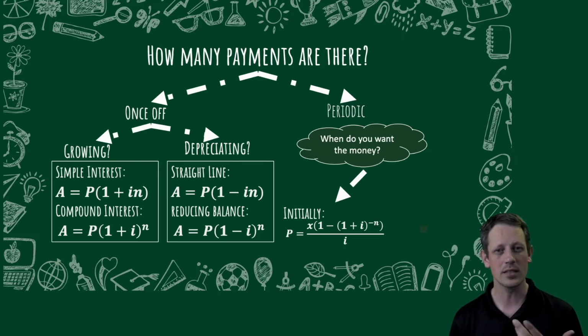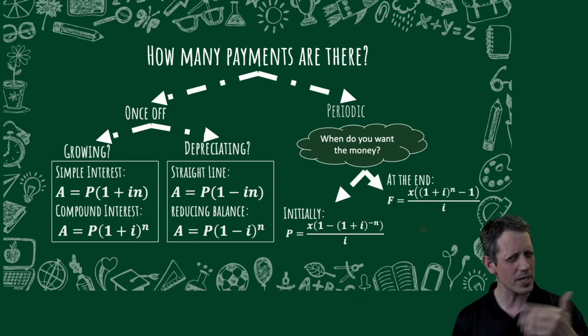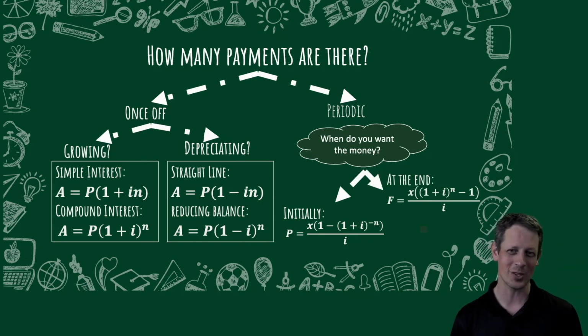Then the second type of formula is going to be when I want the money at the end. So in other words, I'm saving up towards a common goal. Whether that common goal be 10 years or when you retire.